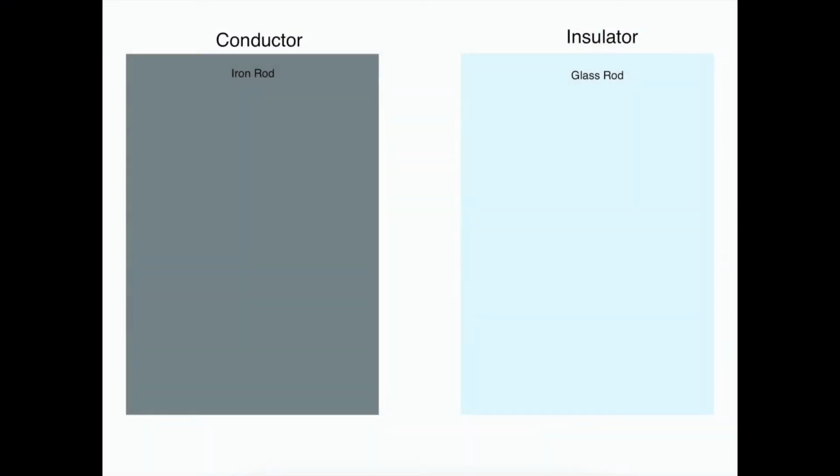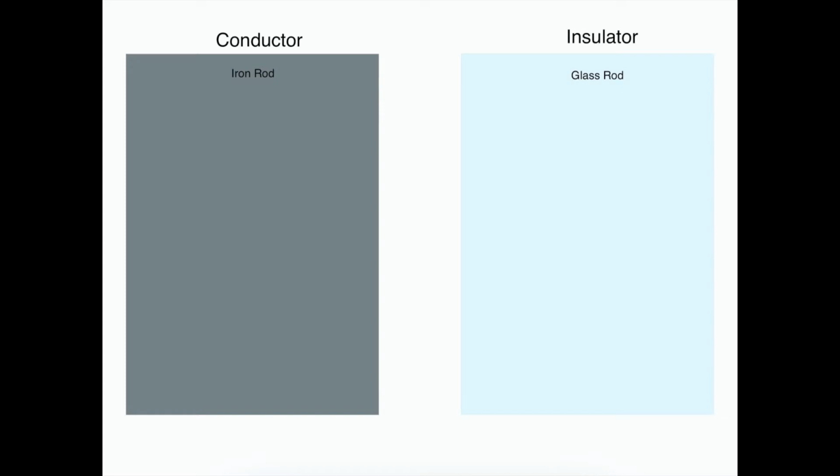As you see here, on the right we have a glass rod, and on the left we have an iron rod. The glass rod is an insulator, while the iron rod is a conductor. But what makes them fit into these categories? To better understand this, we must go to the atomic level of things to show how this works.